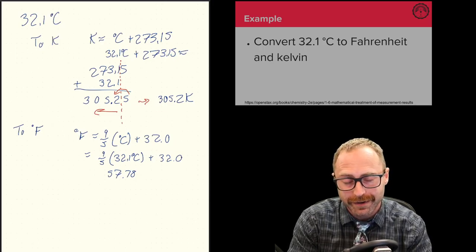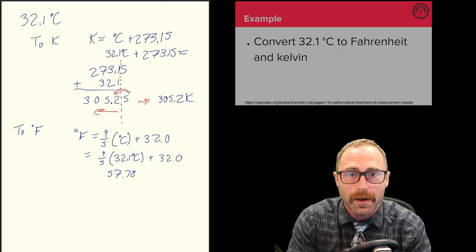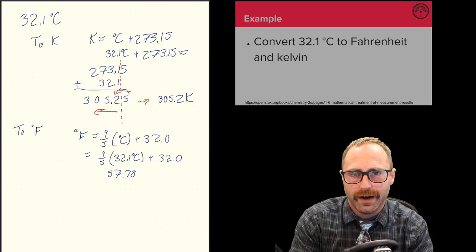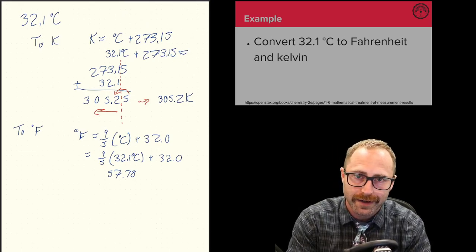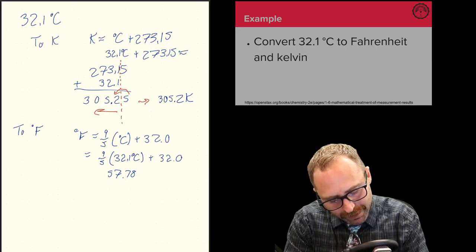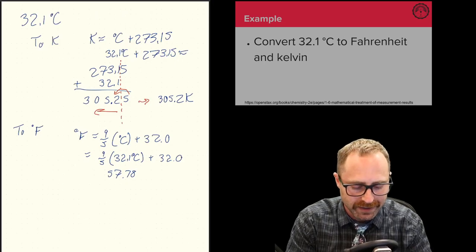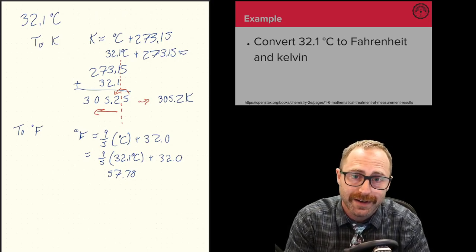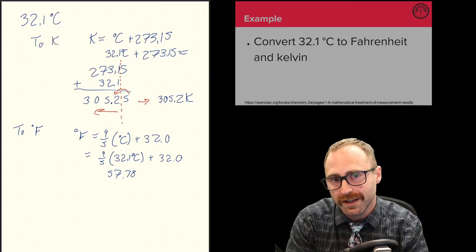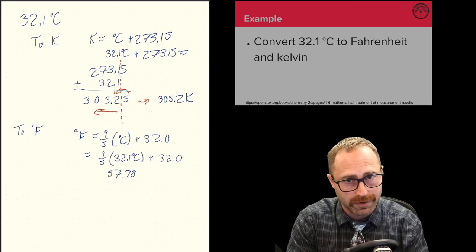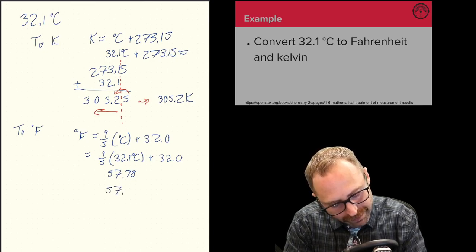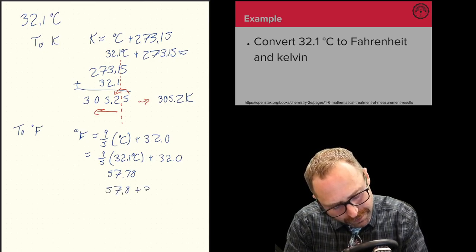I know for rounding I said don't do it till the end, but because we're using a conversion factor here, this temperature is the one area where I'm going to give you leeway about not rounding at the end. Go ahead and do your rounding here. If you do your rounding, this is a multiplication problem. It's the 32.1 that's the measurement, not the 9 or the 5. So our final answer should have 3 sig figs because the 9 and the 5 aren't measurements. So because we should have 3 sig figs, we should have 57.8 plus our 32.0.